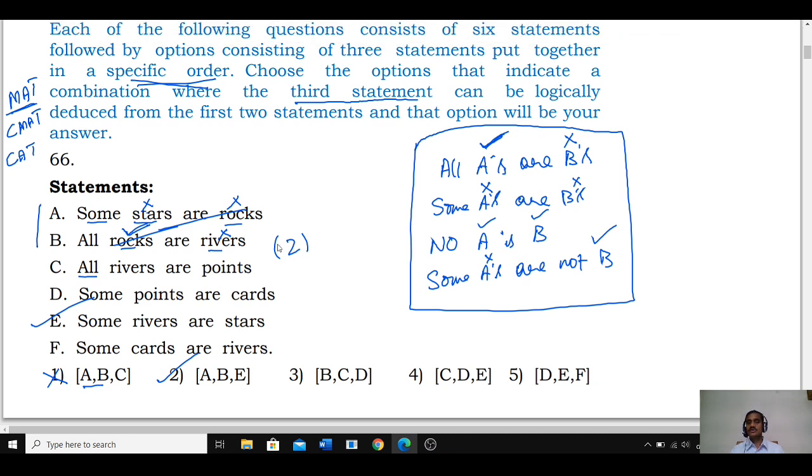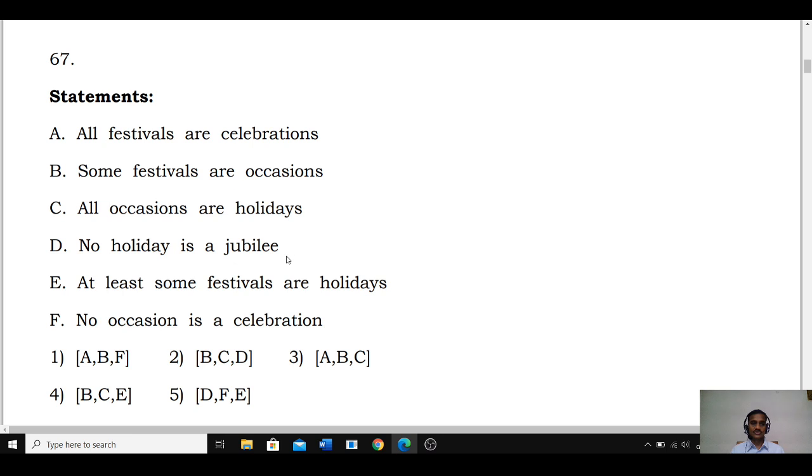Hope everyone followed. There are 4 more questions, let's discuss every question in this way. Then after those 5 questions you have to work out on your own. Then it would be very easy for you to solve these types of questions. Then let's see 67. Now in 67, A, B and F. F is a negative conclusion. These two are affirmative statements. A negative conclusion cannot be drawn from affirmative statements, straight away ruled out.